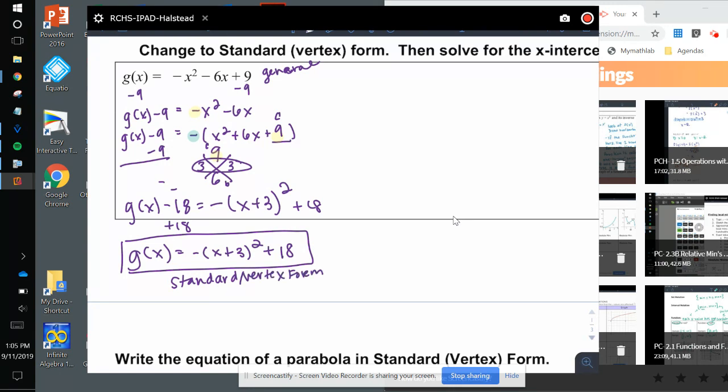All right, now we're going to solve for the x-intercepts. And remember, x-intercepts are any number, comma 0. So my y value is going to be 0. I'm going to start with my equation. G of x is equal to negative x plus 3 squared plus 18. And then for y, I substitute in 0.